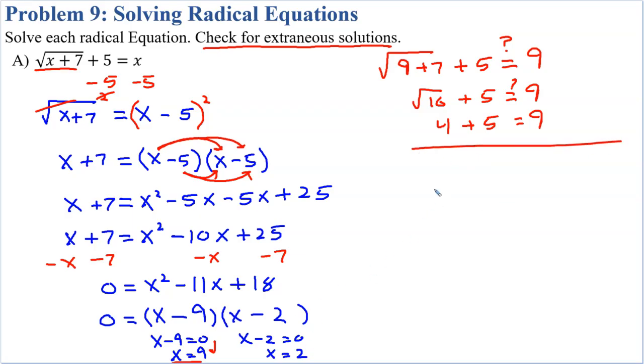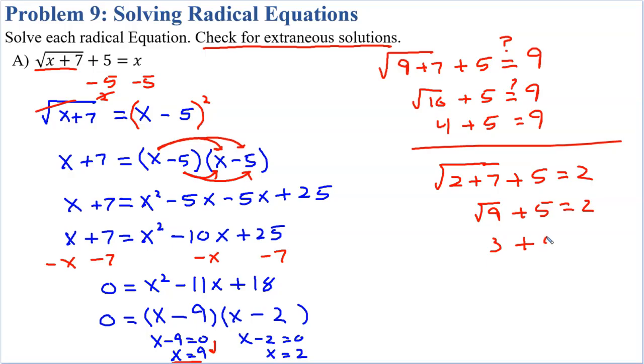We'll do the same thing with the 2. So square root of 2 plus 7, plus 5. We want to see if that's equal to 2. 2 plus 7 is 9, so square root of 9 plus 5 equals 2? Not seeming promising here. 3 plus 5 is not equal to 2. Suppose we should have some question marks there. So that's how I know that that 2 is extraneous. The x equals 9 is the only good solution for this one here.